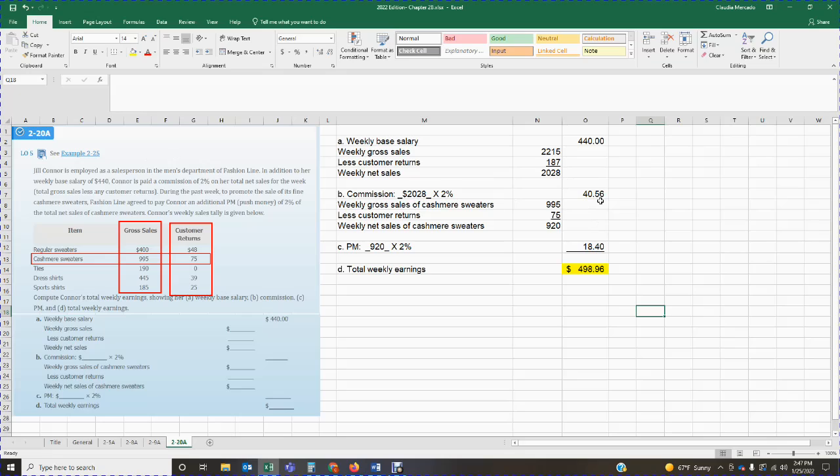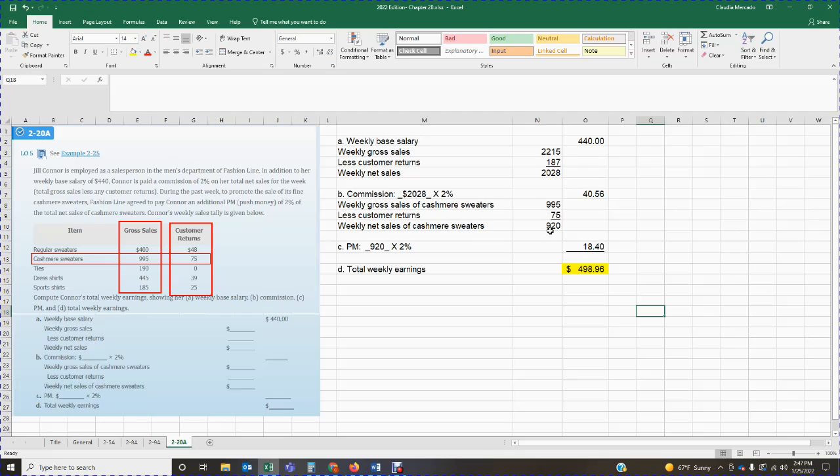That gave me $40.56. Now, in addition, we were told that if we were to push the cashmere sweaters, that was the goal, to push our cashmere sweaters this week, we were going to get paid 2% extra on the sales of the cashmere sweaters. So we are only going to focus on that extra commission that we're getting paid. That extra commission was on the cashmere sweaters. This employee sold $995 in cashmere sweaters. They had returns of 75. I'm going to subtract that. That gave me my weekly net sales of cashmere sweaters of 920. 995 minus 75 gives me 920.